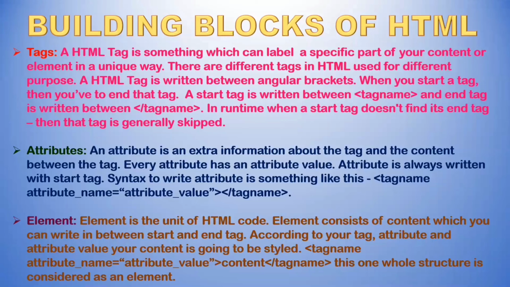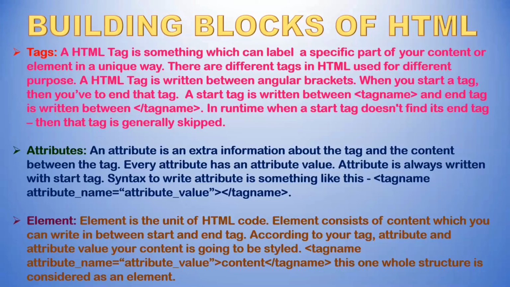Now come to another last building block, that is element. Now what is an element? So element is the unit of HTML code. Element consists of content which you can write in between start and end tag. According to your tag, attribute and attribute value, your content is going to be styled. So this whole structure is actually known as an element.